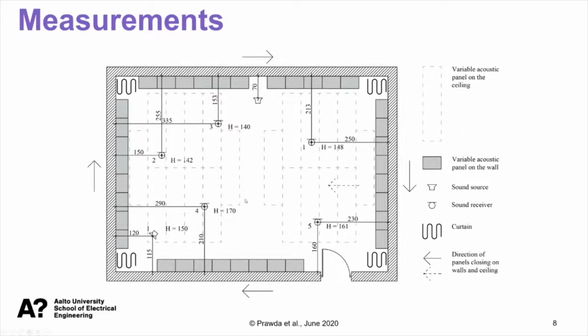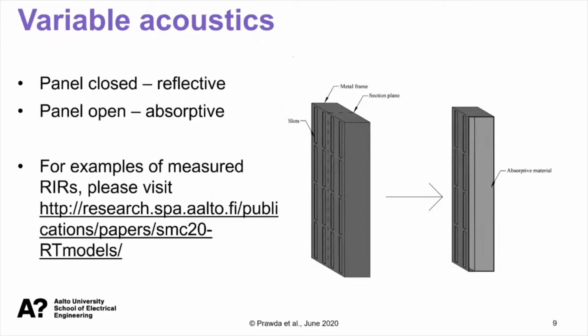And in the second scenario, we still started with all panels open, but then in each configuration, only the panels on the ceiling were closed one at a time. If you want to listen to the examples of measured impulse responses, please visit the publication's website.